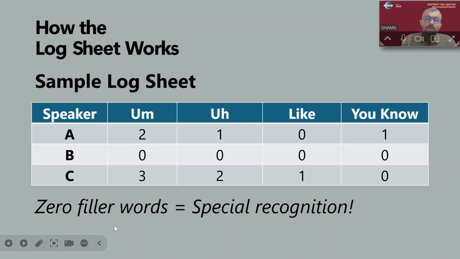Okay, so in case a particular speaker did not use any filler word or any filler sound, then they have to be appreciated as a means of motivation. Okay, it's just to motivate the speaker so that they will improve that further in the next meeting.